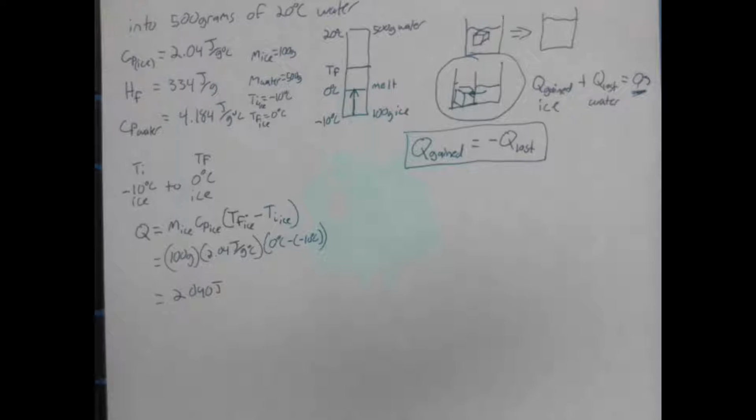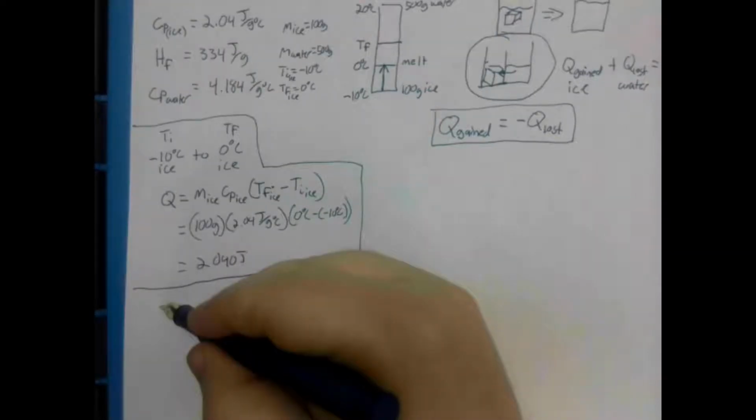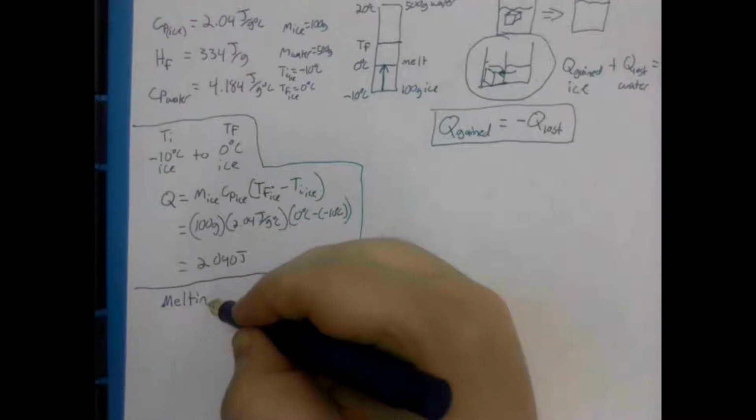So this is that. Now we need to handle the case where it melts. So melting. This is where we're going from 0 degrees Celsius ice to 0 degrees Celsius water. And because I'm doing this scenario, I'm going to call the mass still ice, even though it's going to turn into water, just to separate that it's the original mass of the ice.